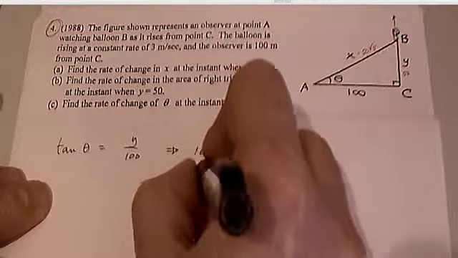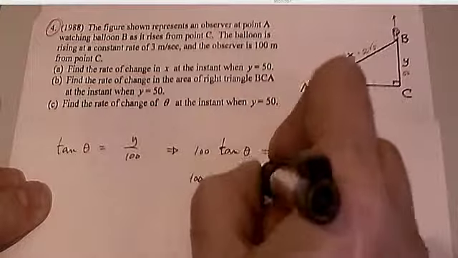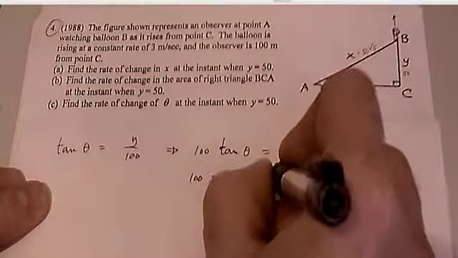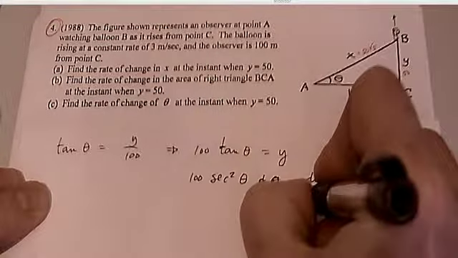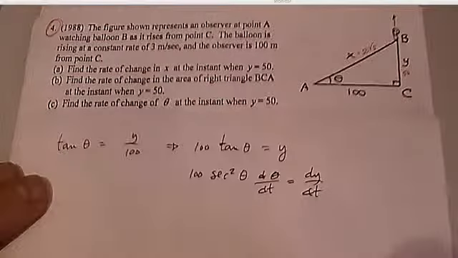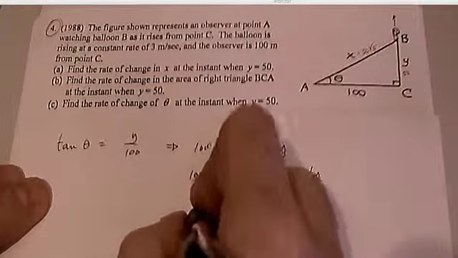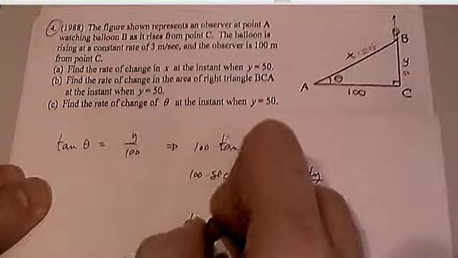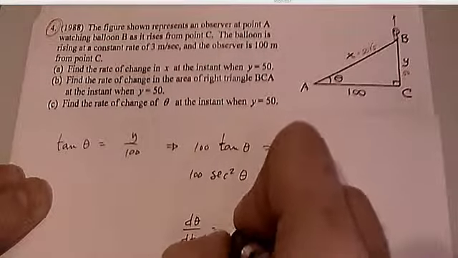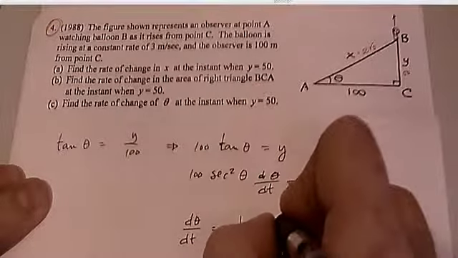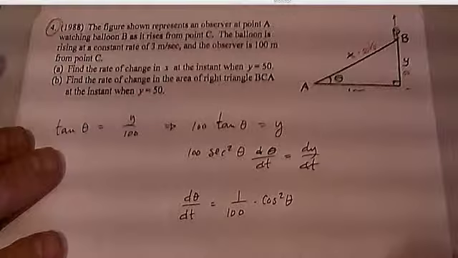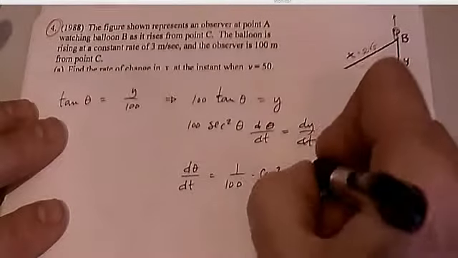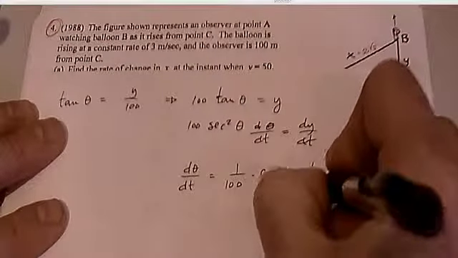So I have 100 secant squared theta d theta dt is equal to dy dt. And if you're looking for the rate of change of theta with respect to time, that's d theta dt is equal to 1/100th times cosine squared theta, because when I divide by secant squared, it's the same as multiplying by cosine squared, times dy dt.